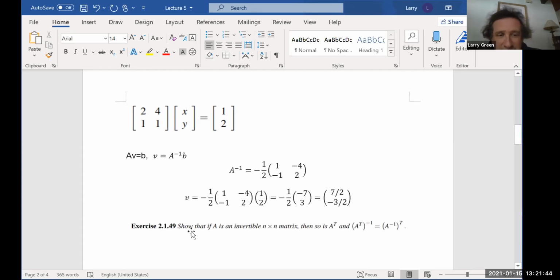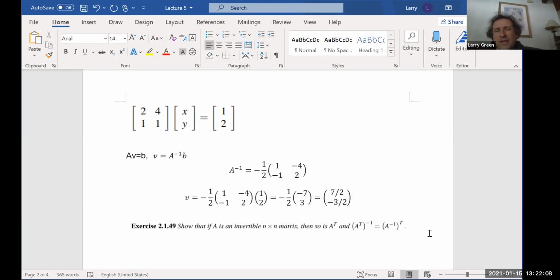Okay, so here's 49. Show that if A is invertible and by a matrix, then so is A transpose, and A transpose inverse equals A inverse transpose. So there's actually two things to do. One is to show that A transpose is invertible. And the other is to come up with the formula. Is that clear?